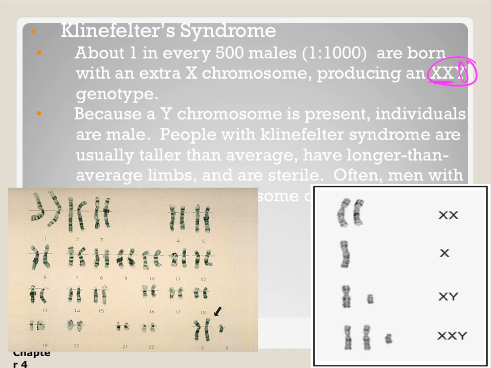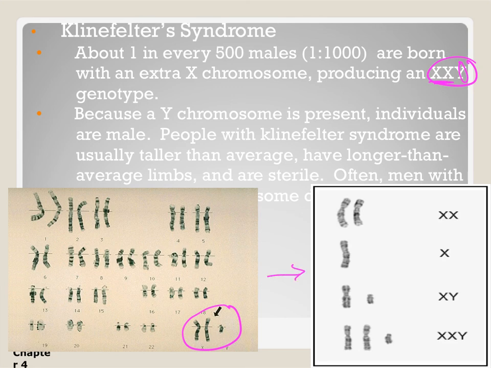Of course that's going to vary a little bit. But people with Klinefelter syndrome generally are taller than average. Their arms and legs are longer than average, and they are usually sterile. That means they're not fertile, so they basically can't have kids, or they would struggle with having kids. They would struggle making eggs or sperm. A lot of the times they will have some amount of mental struggles. If you look at this karyotype, you can see there are two X's like you would have in a female, but then you also have a Y present.